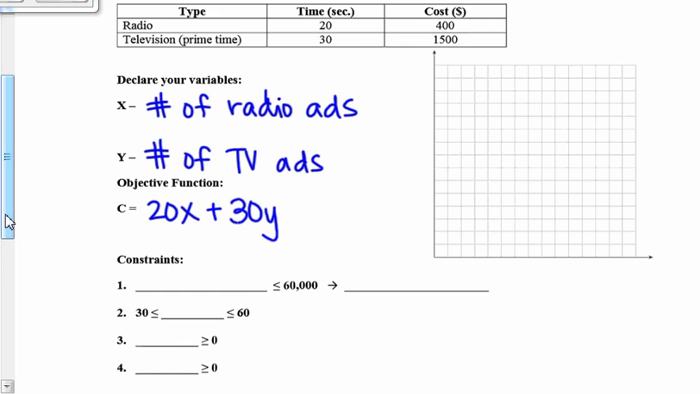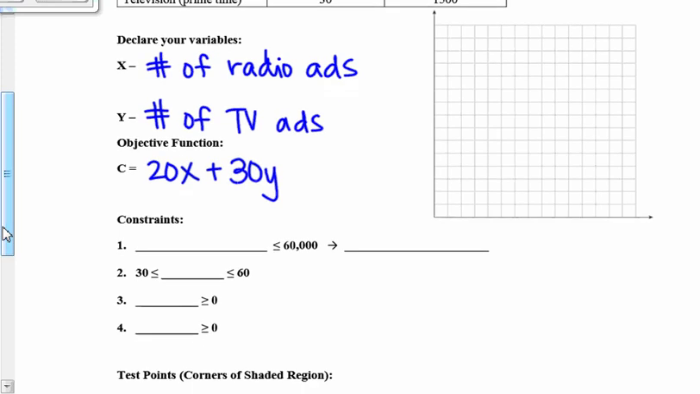Constraints, let's look at those. I have 4 of them. If you notice, 3 and 4 are just that greater than 0, greater than 0. You can't schedule negative numbers of radio ads or TV ads. So simply those two, x is greater than 0, y is greater than 0. Because we have to have a positive number or 0 of radio ads and TV ads. We can't have negative 4 radio ads.